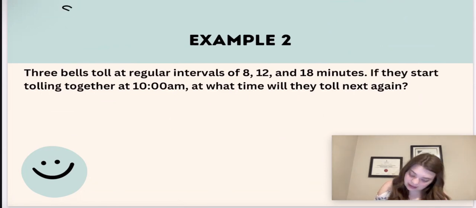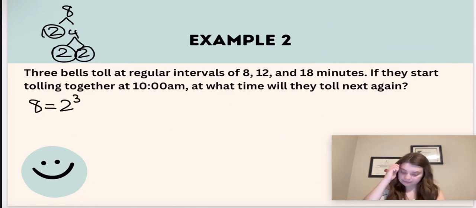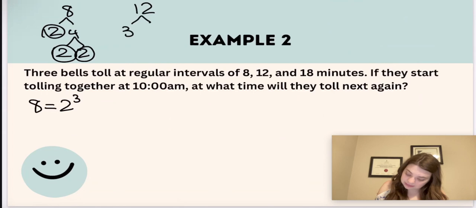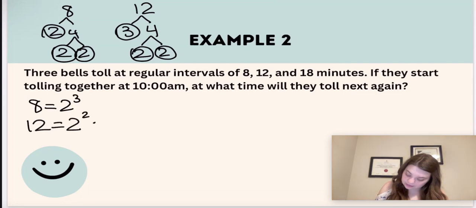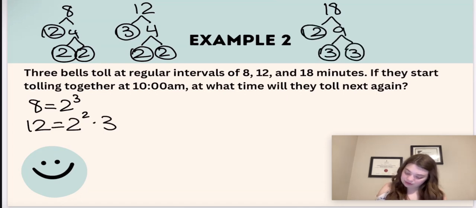So for 8, we know that 2 times 4 is 8. And 2 times 2 is 4, so therefore 8 is just 2 cubed. Then we have 12, so 12 is going to be 3 times 4, and 3 is prime. 4 is just 2 times 2, so therefore 12 is equal to 2 squared times 3. Then we have 18. 18 is 2 times 9, and 2 is prime. 9 is 3 times 3. So therefore 18 is equal to 2 times 3 squared.